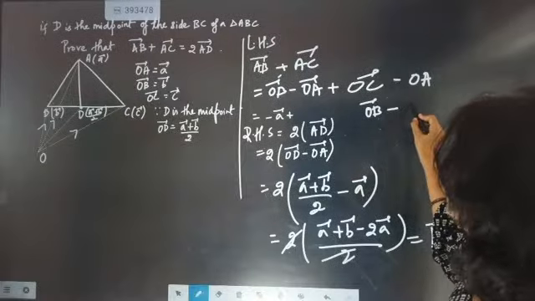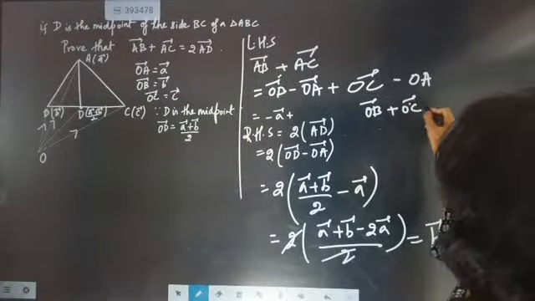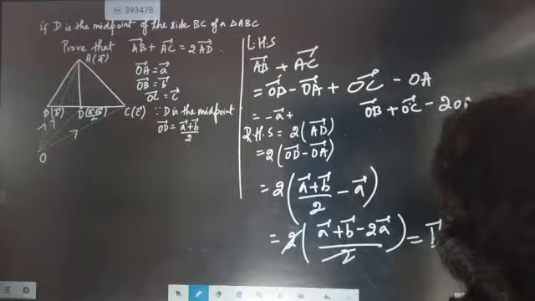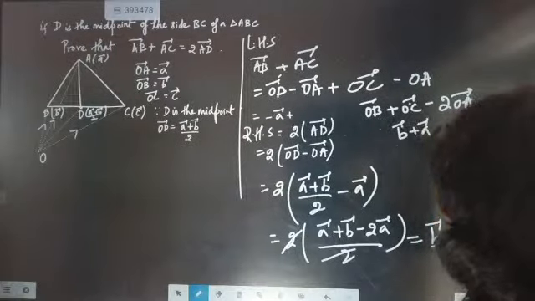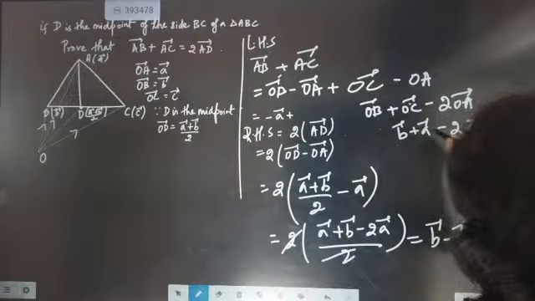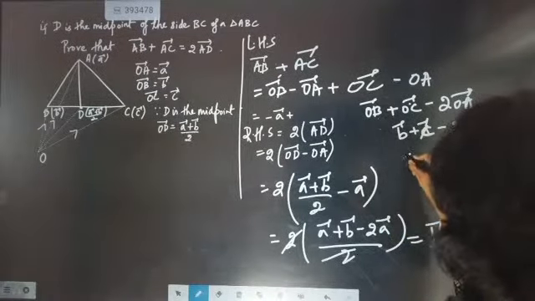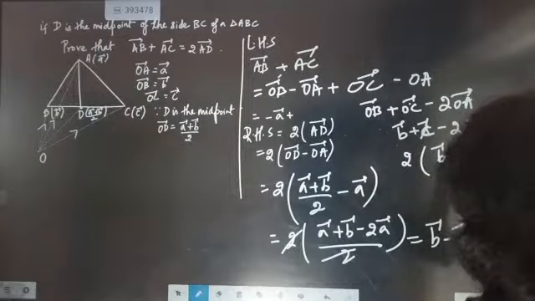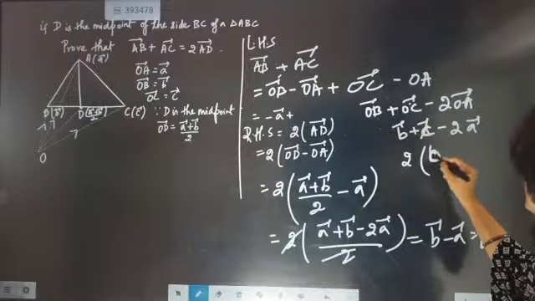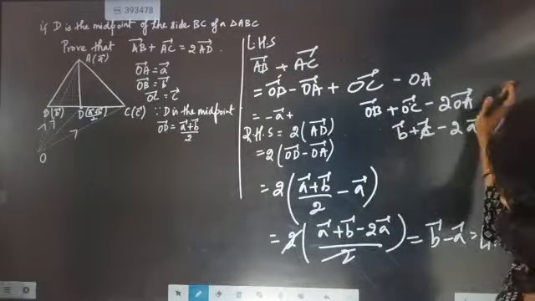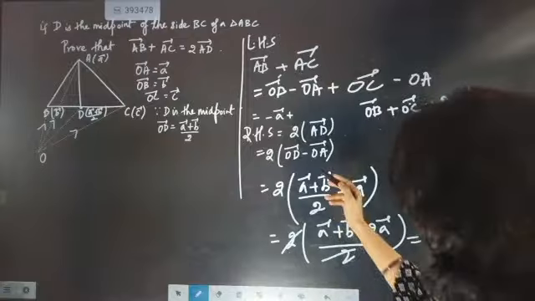So OB vector plus OC vector minus twice of OA vector is coming. OB plus OC is B vector plus C vector, minus 2A vector. And if I take out 2, it will become B vector plus C vector. Just done it. I can solve like this also. I just split this one out. No need to go over this.